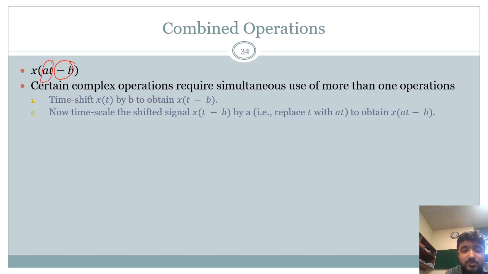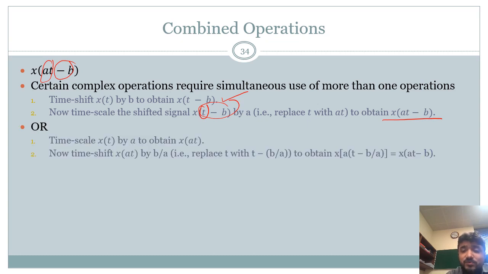So for example, for this one you can time shift x of t by b to obtain x of t minus b, and then now time scale the shifted signal, that is, you replace t with at. So you just do the time scaling on this t, right, and this becomes at minus b. You don't do time scaling on both of these, just on one.